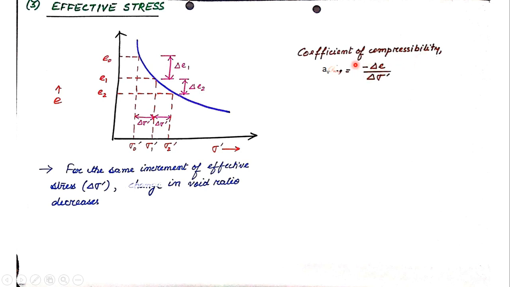And I have also put a negative sign over here, which indicates that the change in void ratio decreases with the increase in effective stress. So the negative sign signifies that del e decreases with the increase in effective stress. So these were the factors that affect compressibility.